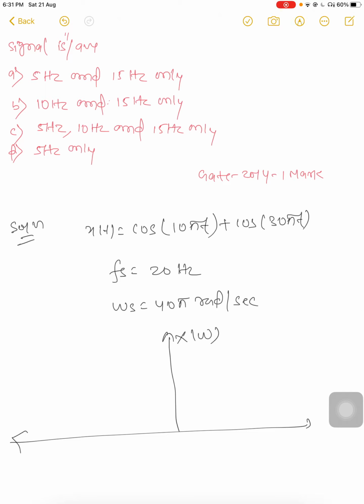Now for the spectrum X(omega), what will happen? Here 2 pi f is 2 pi f, which means pi.